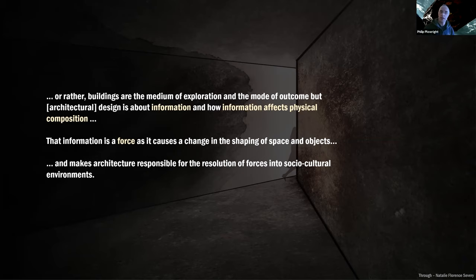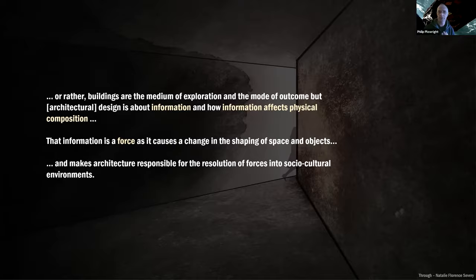And so in the end, architecture as a design discipline is about the resolution of forces in social cultural environments. So we deal ultimately with people. We tend to forget that. It's quite problematic that ultimately we seem to forget that what we do is about people and not about objects.